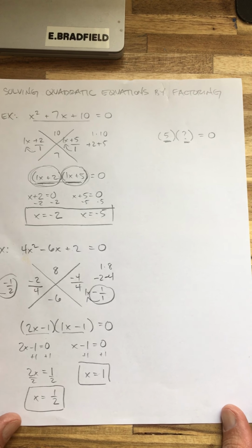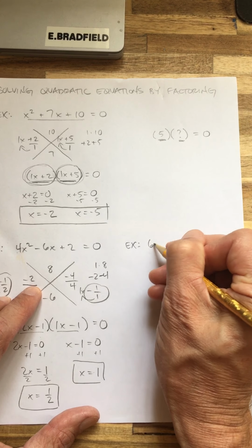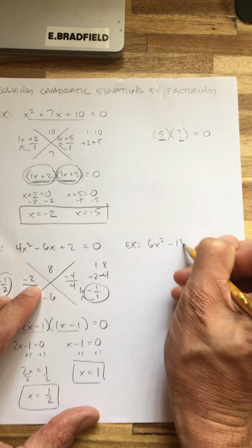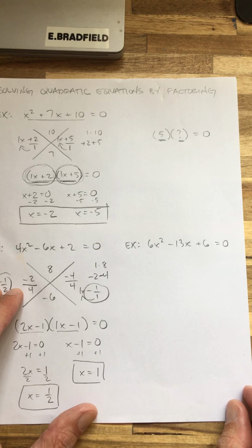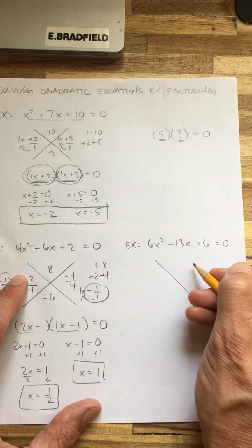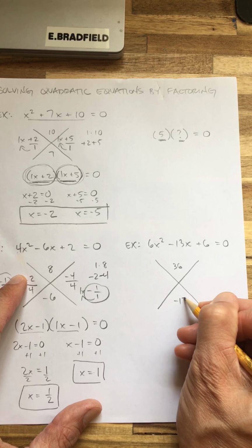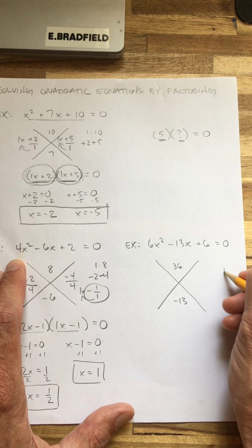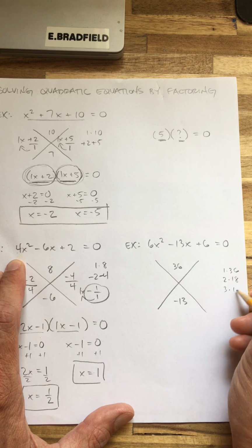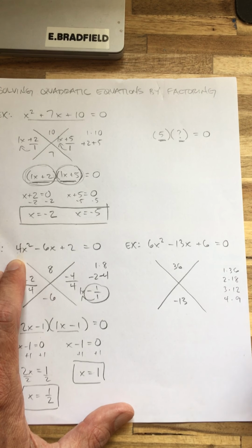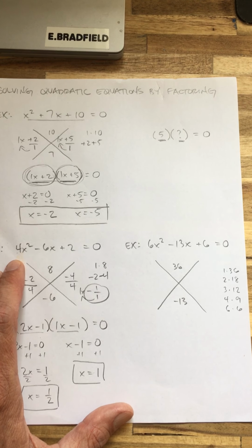All right, let's do one more example. Try this last one. I'll let you guys do this. 6x squared minus 13x plus 6 equals 0. Okay, all right, make your x. 6 times 6 is 36. Negative 13. Okay, I need factors of 36. 1 times 36, 2 times 18, 3 times 12, 4 times 9. Looks like I found it. 6 times 6. Okay, there are my factors of 36.